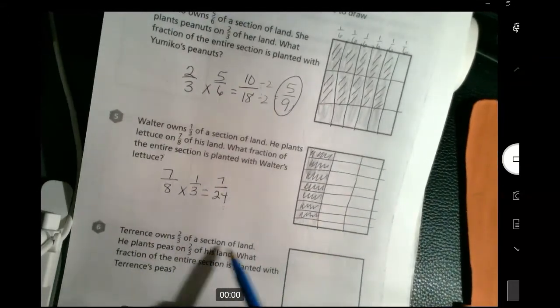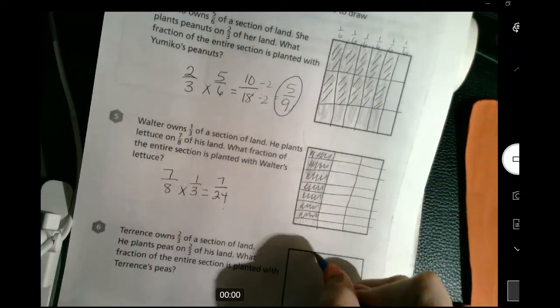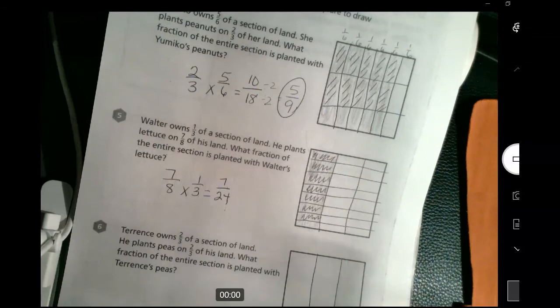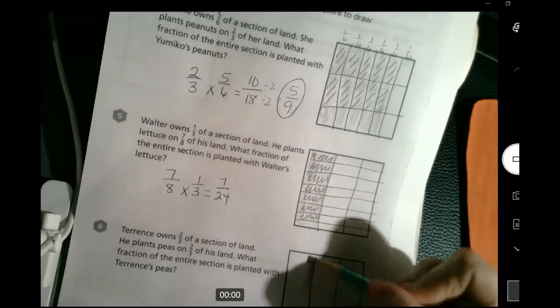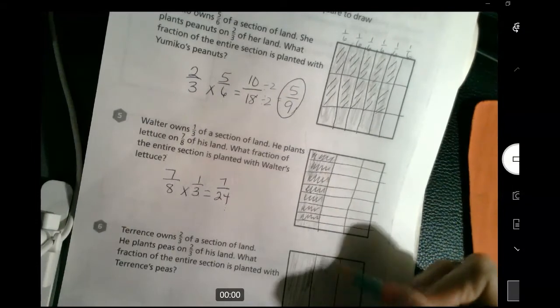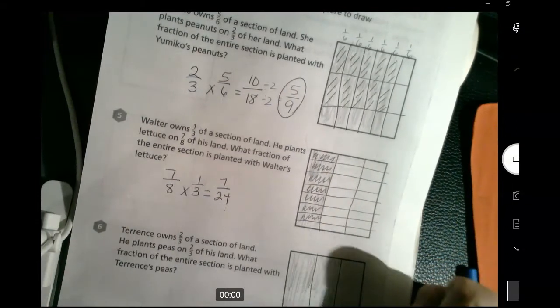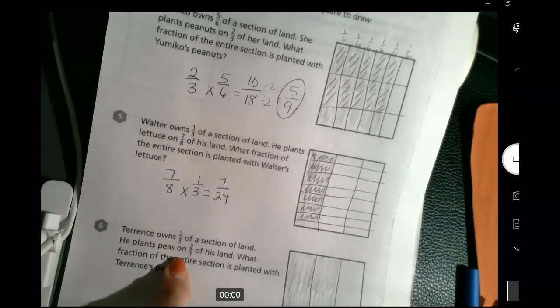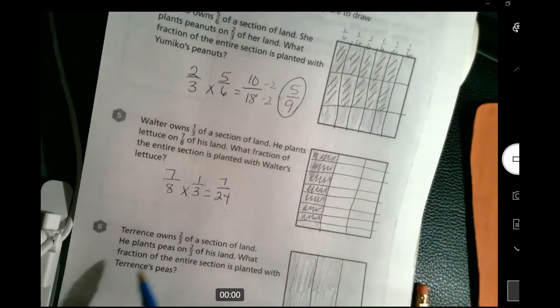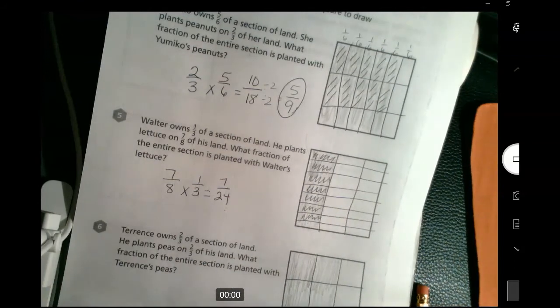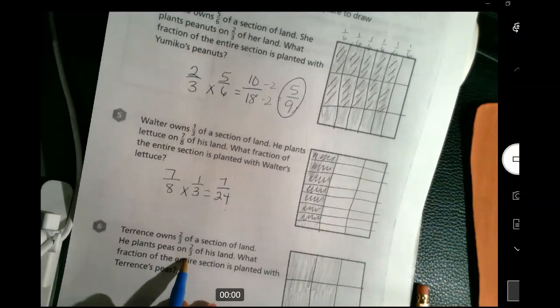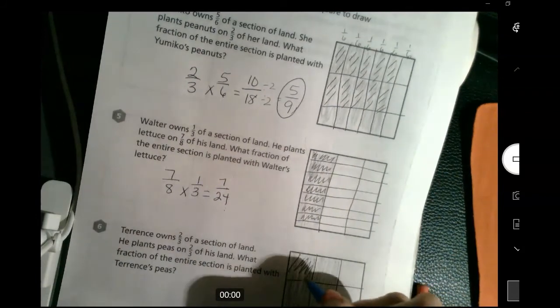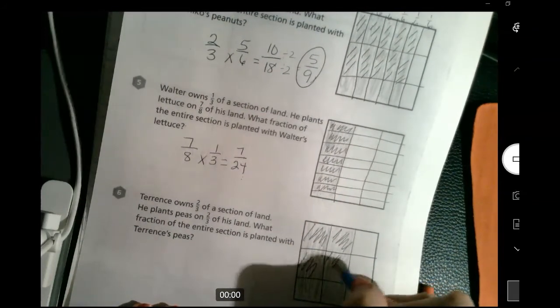Terrence owns 2/3 of a section of land. Remember, we're going to stop and we're going to take care of what Terrence owns. We divided it into thirds, and I'm going to color in 2 of them. And then we're getting ready to plant peas. He's dividing his planting rows into thirds as well. And he's going to plant these peas on 2 of those thirds. Okay? That's 1 of the thirds going across. That's 2 of the thirds.